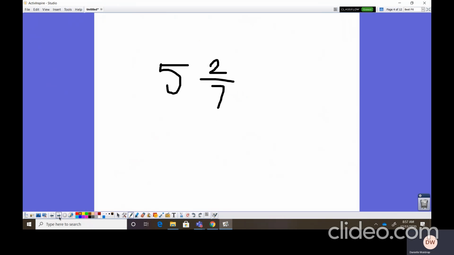What about this one? 5 2/7. Good. This one's mixed. What is the whole number here?